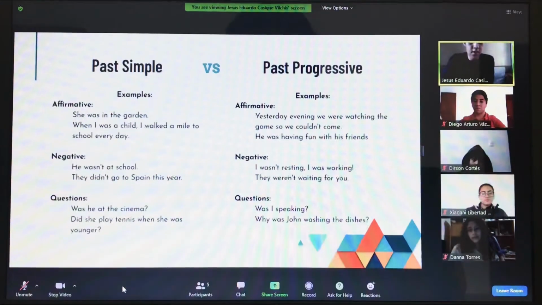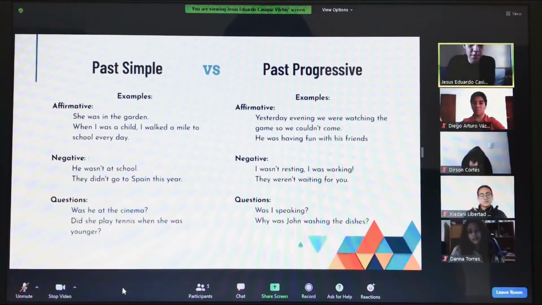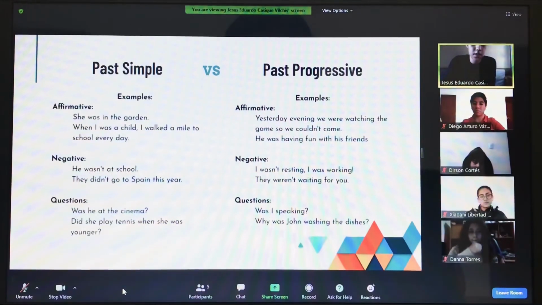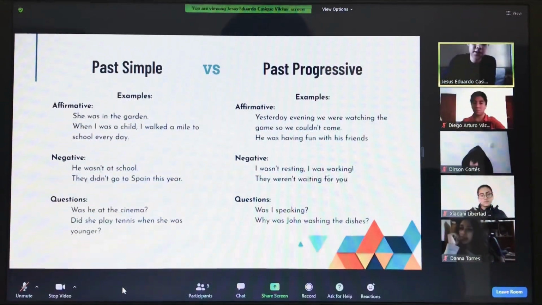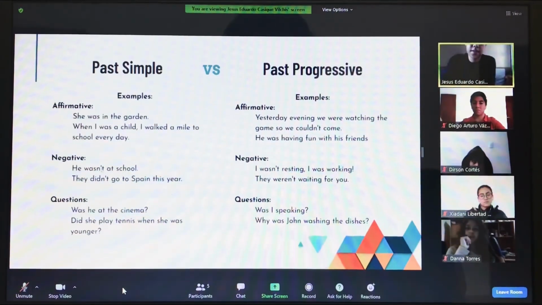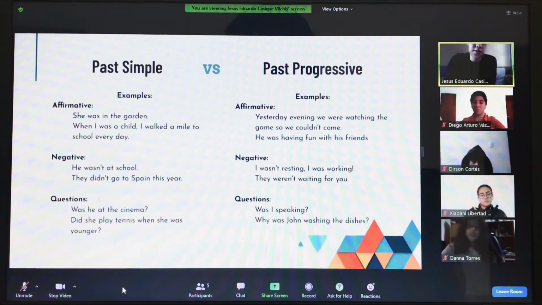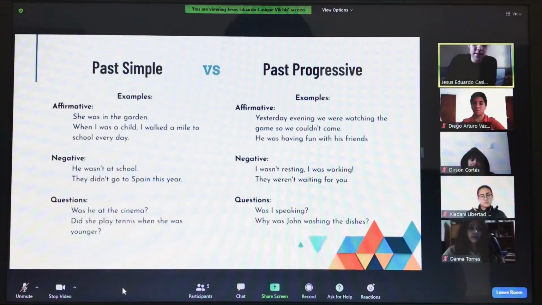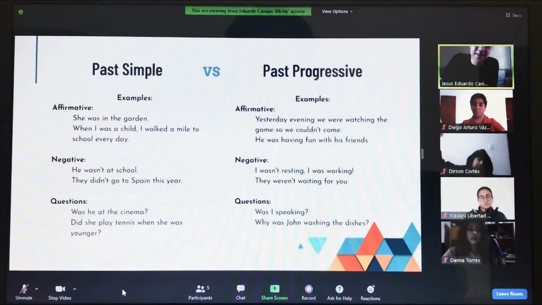There are more examples, like the negative. He wasn't at the school. It is the same as the other ones, we just add the not to the sentence. And the last one is the questions. We start with the verb in past, then the subject and complement.